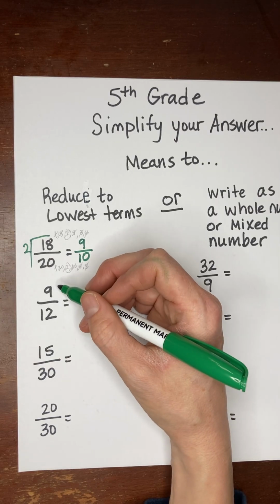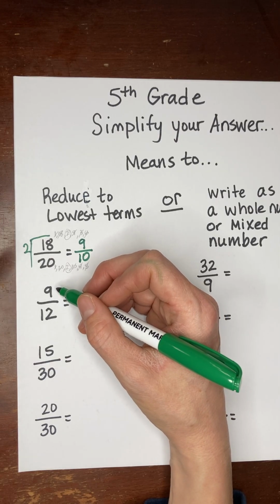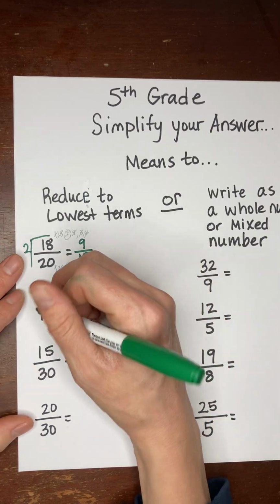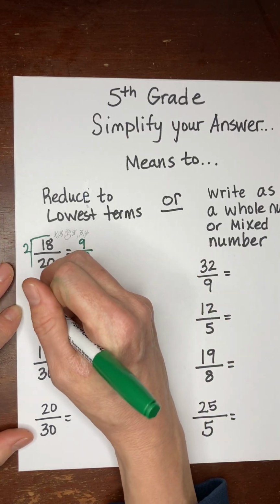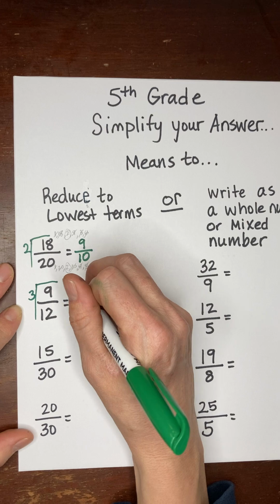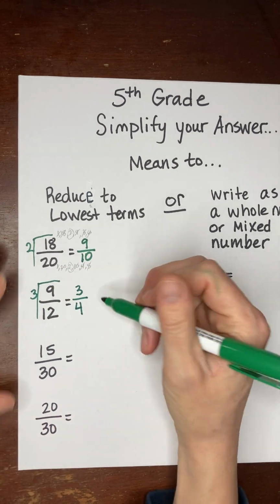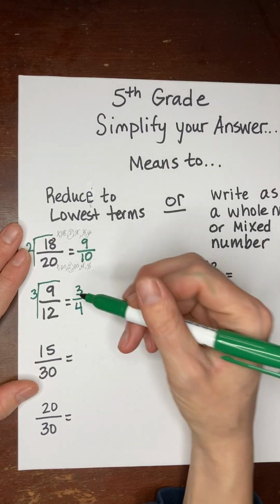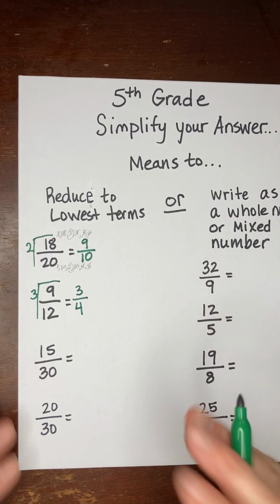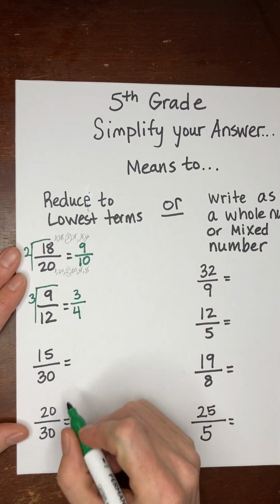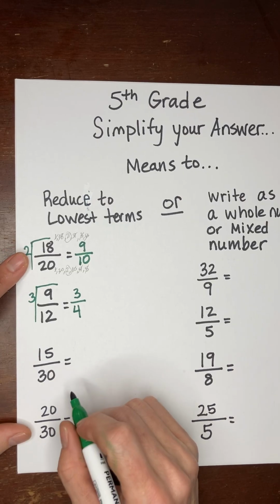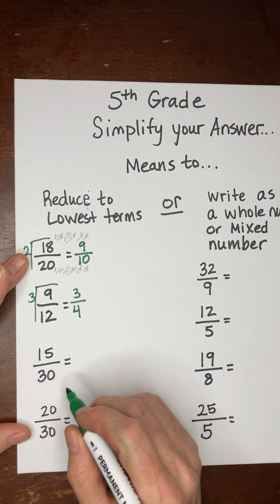Okay, so now I'm going to start with the smallest number I know, which is a 3. Does 3 go in? Well, 3, 6, 9, yep. 12, yep. Okay, so I know 3 goes in. I'm going to go ahead and start with a 3. All right, 9 divided by 3 is 3. 12 divided by 3 is 4. And that's actually as small as we can go. There's no other number that can go into 3 and 4. All right, I hope you can see how beneficial it is to know your times tables when reducing a fraction.